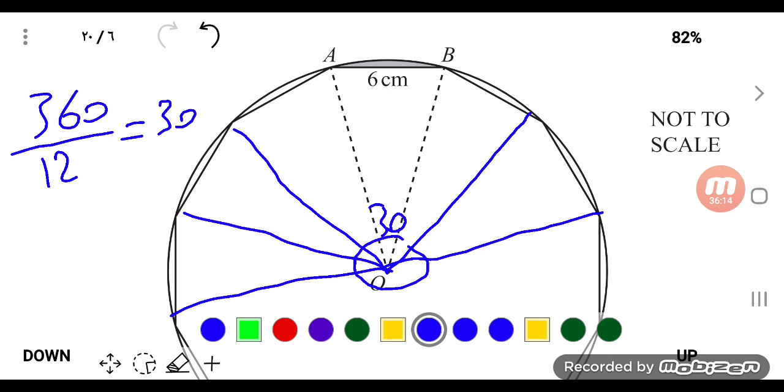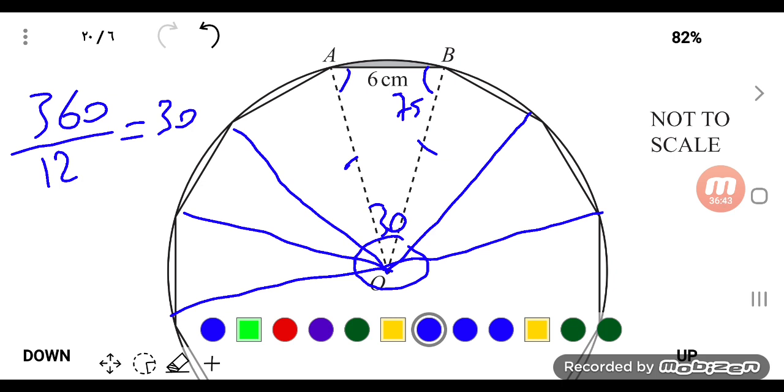Okay. After finding the angle, we need to find the other two angles here. This is an isosceles triangle. So 180 minus 30, you get 150. So each angle here will be 75. So let's take this angle. It is 75. And also same thing, this is 75.